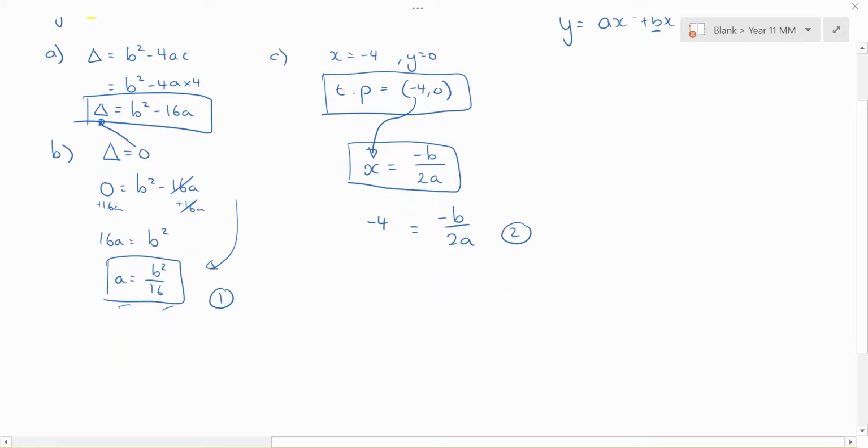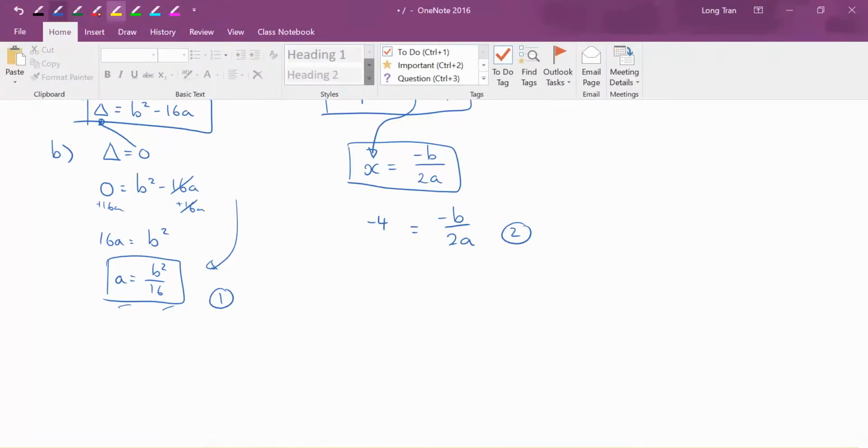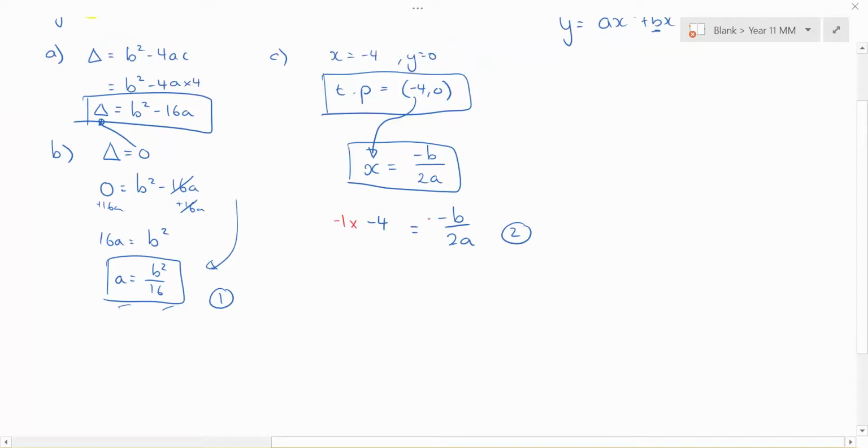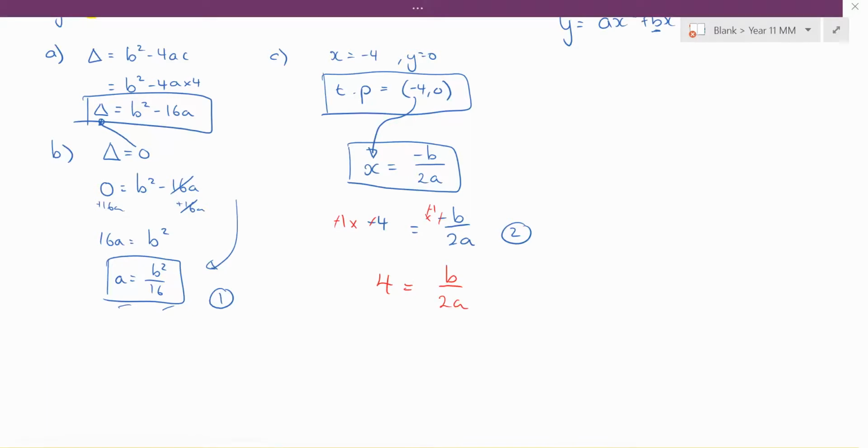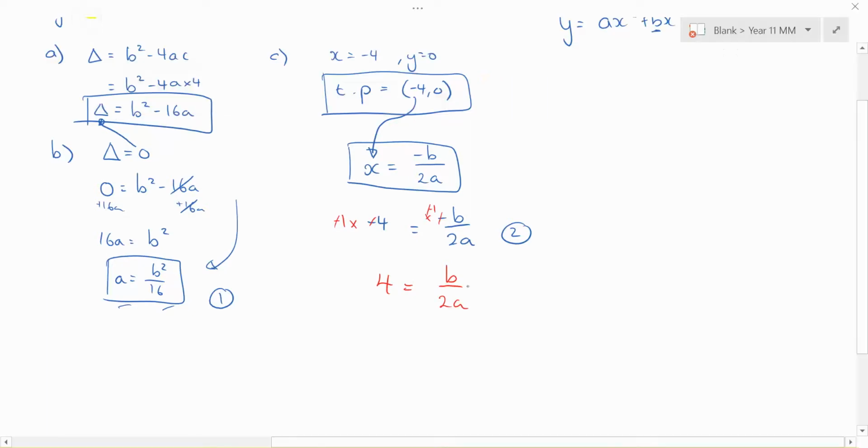What I would do is probably multiply both sides by negative 1, because if I multiply this by negative 1 and this by negative 1, the negatives cancel out. True? Two negatives make a positive. So then you end up with 4 equals b over 2a. I personally don't like fractions, so what I would say is times 2a on both sides, because 2a divided by 2a is going to cancel, it'll be 1. True? A divided by a and 2 divided by 2, they're both 1s.